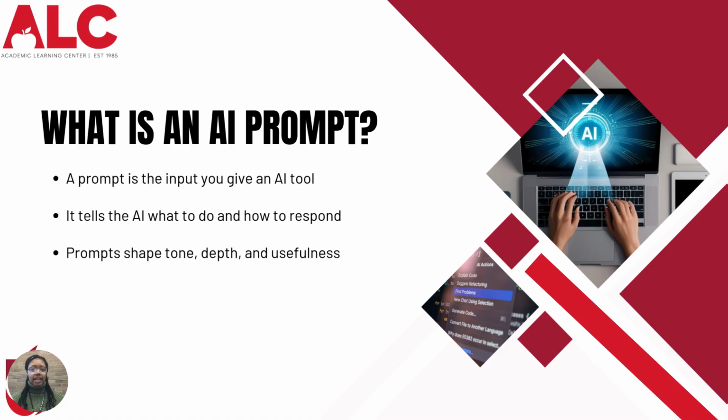But what is AI prompting, right? What is an AI prompt? A prompt is the input you give an AI tool, and it tells the AI what to do and how to respond. Prompts also help shape the tone, depth, and usefulness of what you're trying to accomplish. So, think of an AI prompt as more of directions for AI. Artificial intelligence is powerful, but it can't read our minds. So, the quality of what you put in is what you're going to receive. It really depends on how well you're explaining what you want, what it's for, and what the final output should look like.